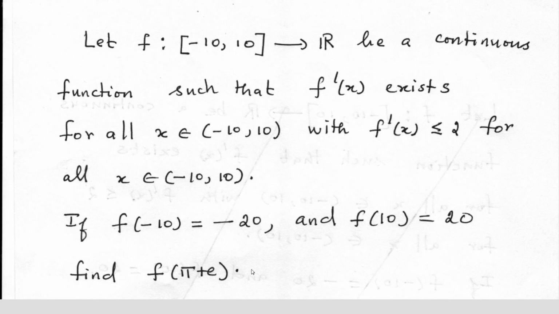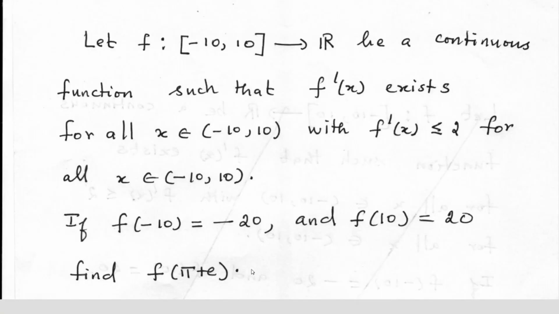From the problem, you can see that if you take the function f of x equals 2x, then this function also satisfies all the properties: f dash x is less than or equal to 2, f of minus 10 is minus 20 and f of 10 is 20. Therefore, from here we can say that f of pi plus e equals 2 times pi plus e. Am I right? Yeah, that's right.